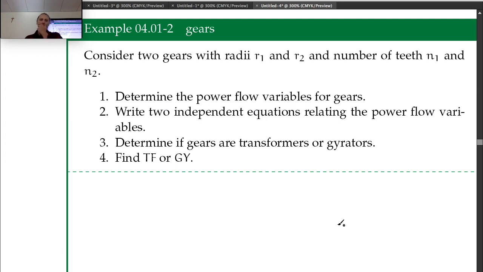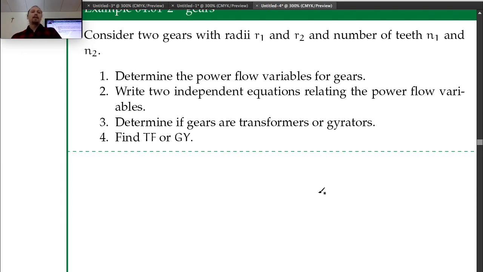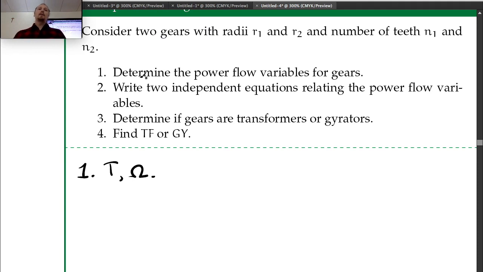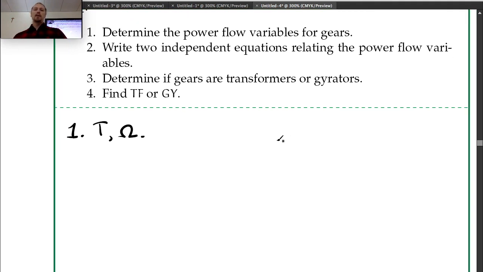So consider two gears, radii R1 and R2, and number of teeth N1 and N2. We'll determine the power flow variables for the gears, and I think that we might have already done that. I heard that we're trading off torque and angular velocity. So those are our two power flow variables. And we're going to need to write two independent equations relating these power flow variables. Let's draw a little diagram.